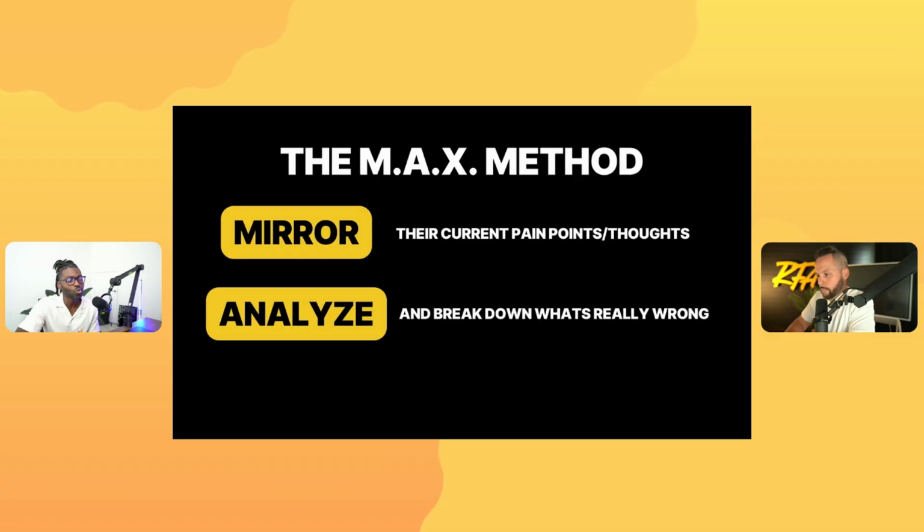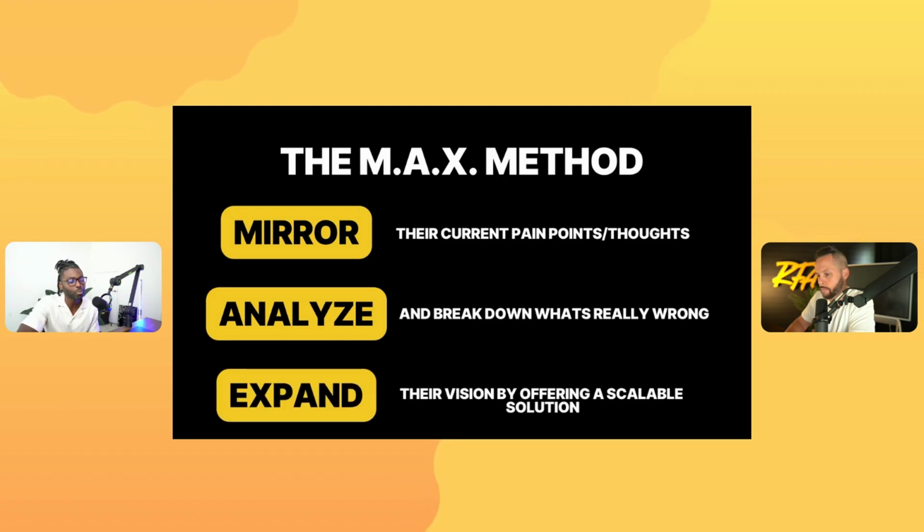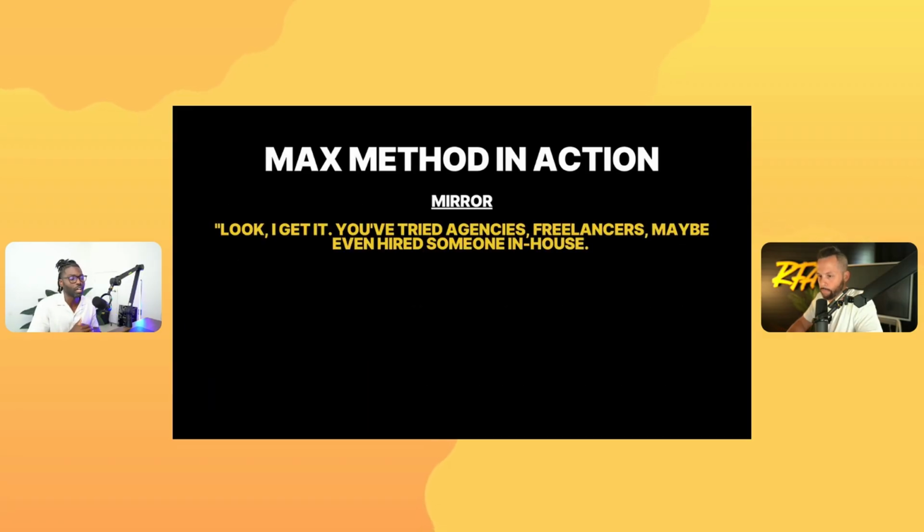Then number 2, you are going to analyze and break down what's really going on. And you're going to do this in a very matter-of-fact manner. It might be a harsh truth. It might be a hard pill to swallow, but it's going to get their attention and make them want to make a change. And once you have them at this point, the next part is for you to expand their vision. Okay, so you want to expand their vision by offering them a scalable solution. All right, so let me give you an example of how this works. So when we're mirroring, we're saying, hey, look, I get it.